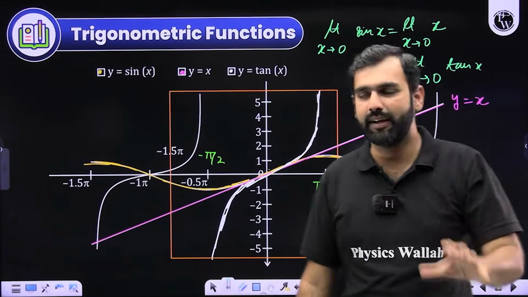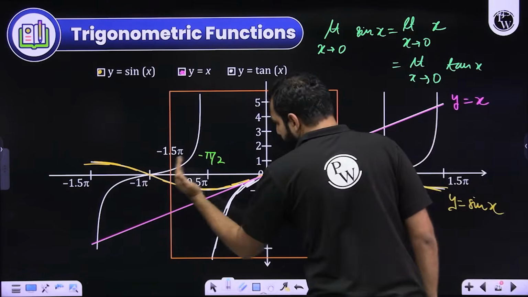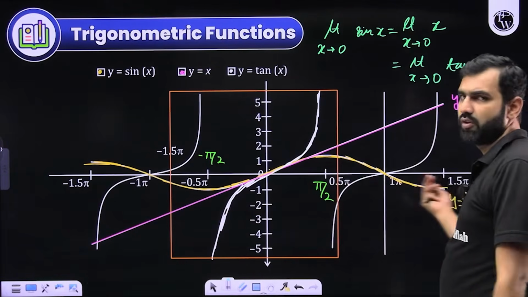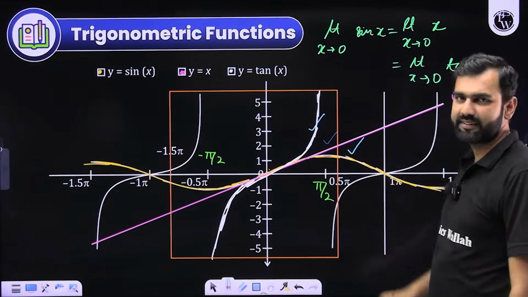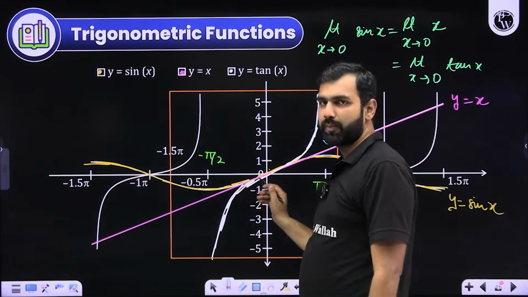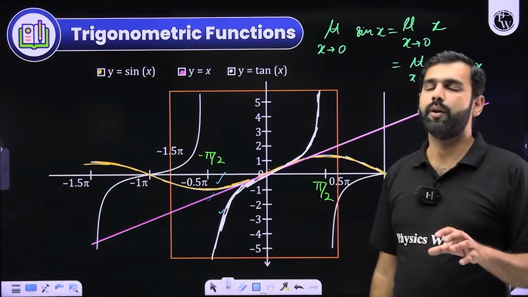I hope you're understanding it. Whenever x approaches 0. But if you move towards the left hand side and towards the right hand side, this is the relation: tan x is greater than x, which is greater than sin x. And on the left hand side, between minus pi by 2 to 0, sin x is greater than x, which is greater than tan x. Do remember this as a result.